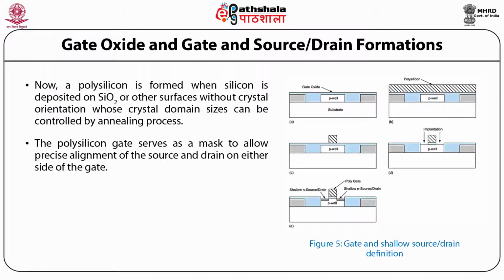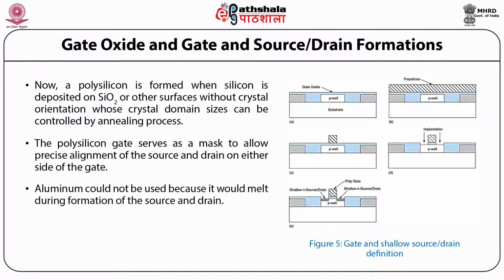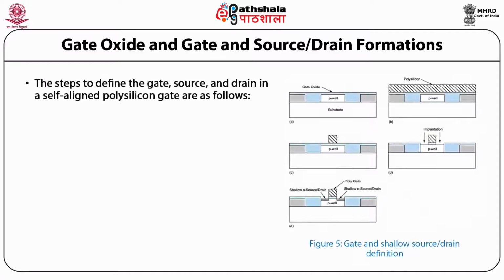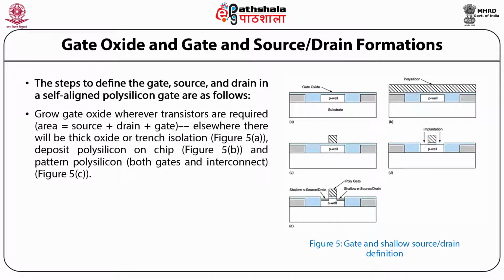So students, here the aluminium could not be used because it would melt during the formation of source and drain. The steps to define the gate, source and drain in a self-aligned polysilicon gate are as follows. That is to grow gate oxide wherever transistors are required, that is source plus drain plus gate. Elsewhere there will be thick oxide or trench isolation as shown in figure A.